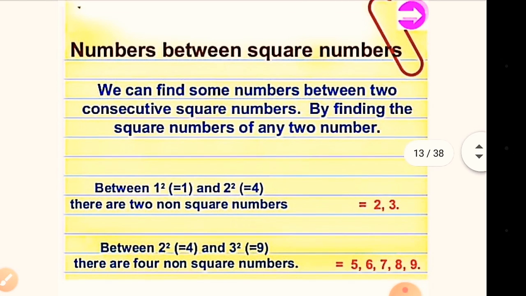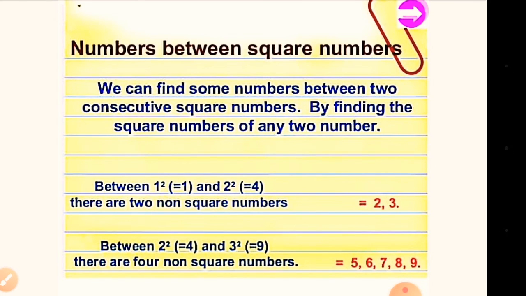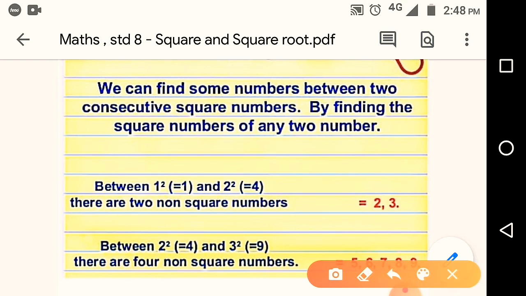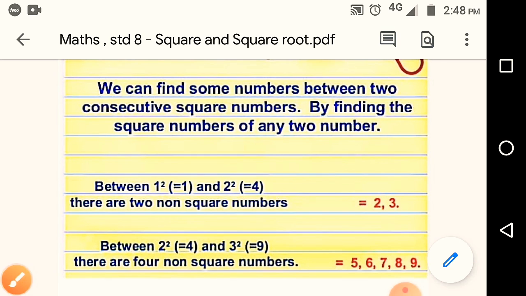Now numbers between square numbers: how to find how many numbers lie between two perfect square numbers. So this is the method of calculating that. We will deal with this topic also in the chapter. We can find some numbers between two consecutive square numbers by finding the square of any two numbers. For example, between 1 square and 2 square, there are two non-square numbers. 1 square is 1 and 2 square is 4. So 1 square gives 1, 2 square gives 4. How many numbers are there between 1 and 4? 2 and 3. So 2 numbers are there. There are two non-square numbers. So this way you can find out.